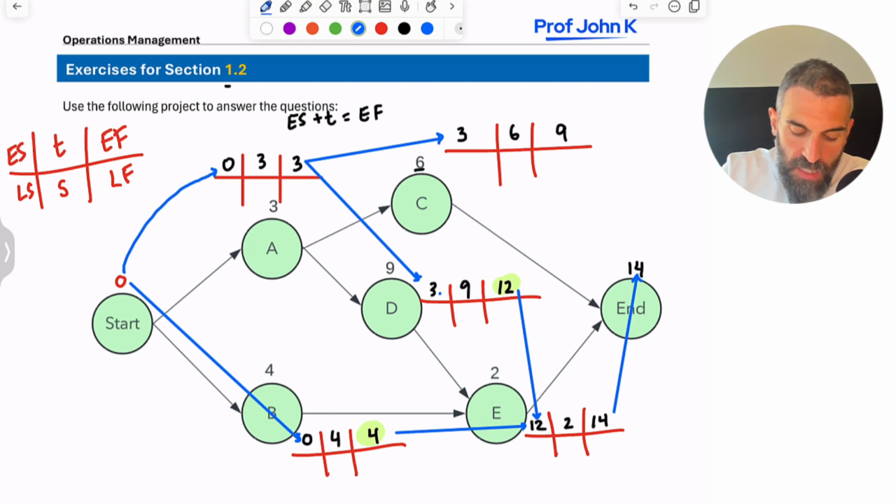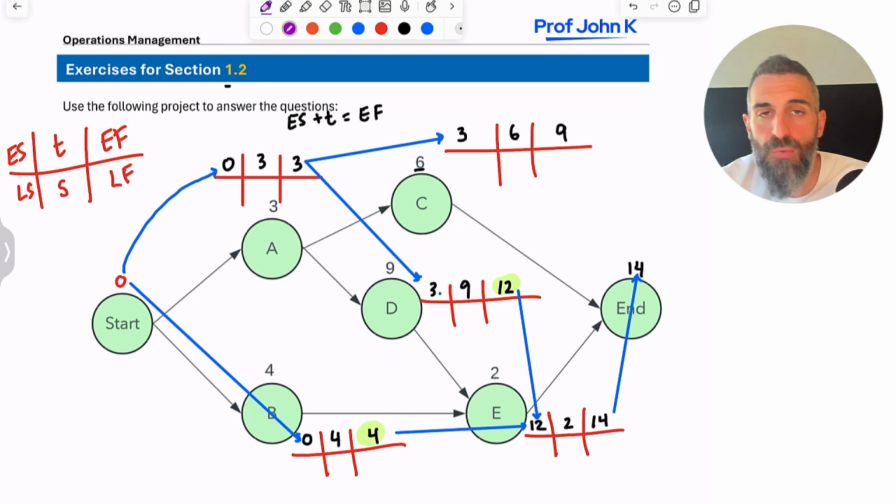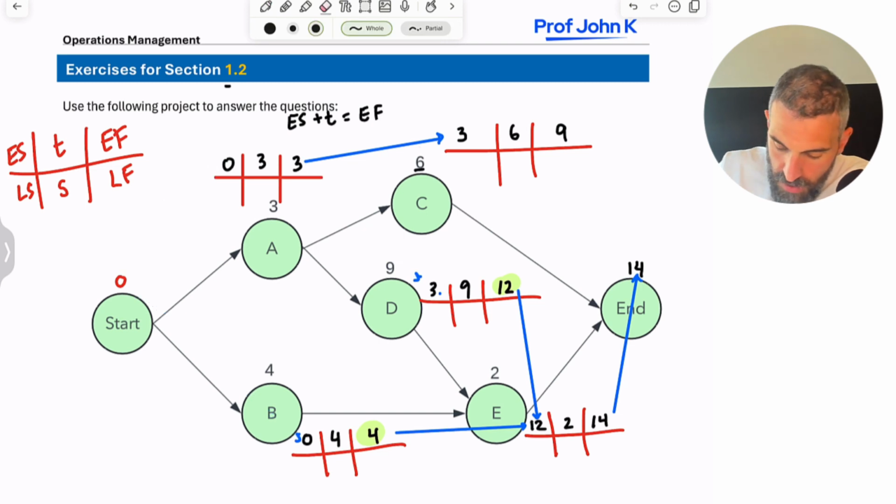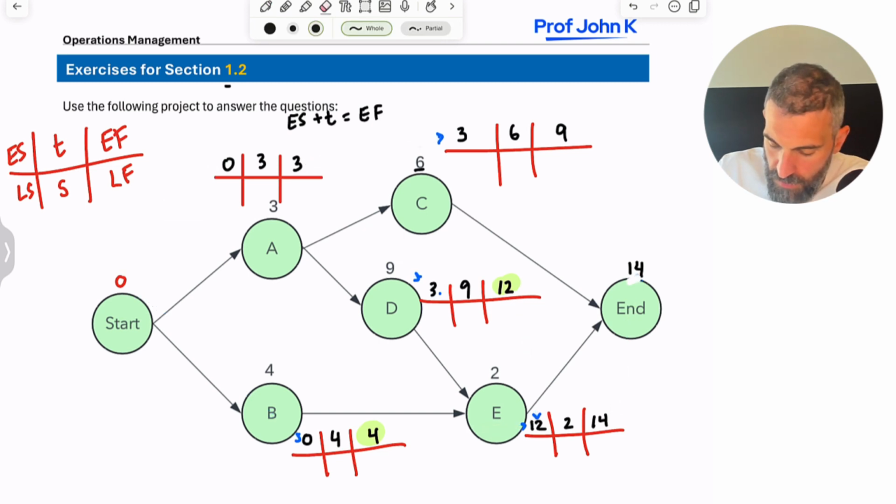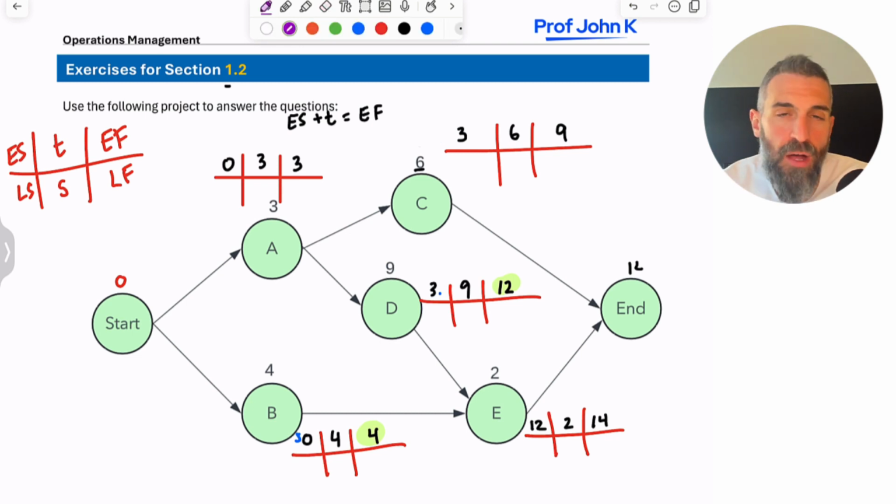Okay, now, the next thing we'll show you is called the backward pass method. We're going to do the same exact thing we just did, but in reverse. So going from end back to the beginning. So let me clear out some of these arrows. Okay. The goal now is to finish within 14 weeks, but starting every activity as late as you can.